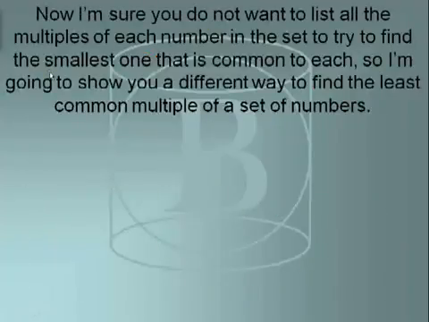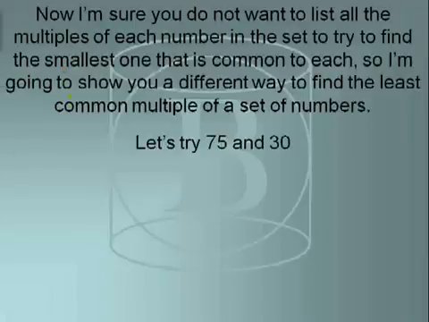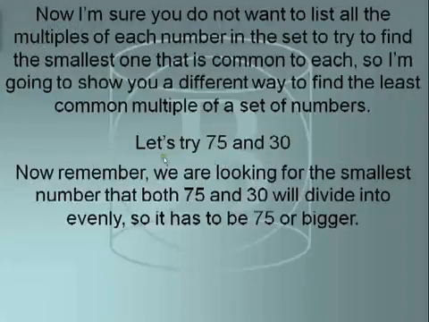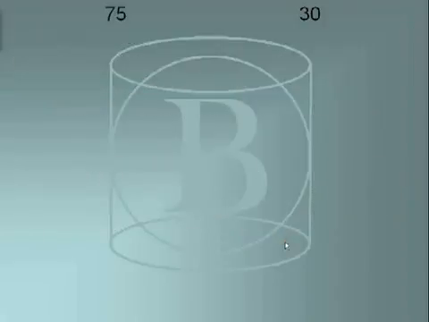Now, I'm sure you don't want to have to list these multiples every time you're trying to find a set. You don't want to have to do this every time, so I got a different way that you can go about it. Instead of having to list the multiples of each one of these, I got a shortcut. We're going to try 75 and 30. Now remember, we're looking for the smallest number that both 75 and 30 will divide into evenly. So it's going to have to be bigger than 75, right? If it's smaller than 75, it won't work.